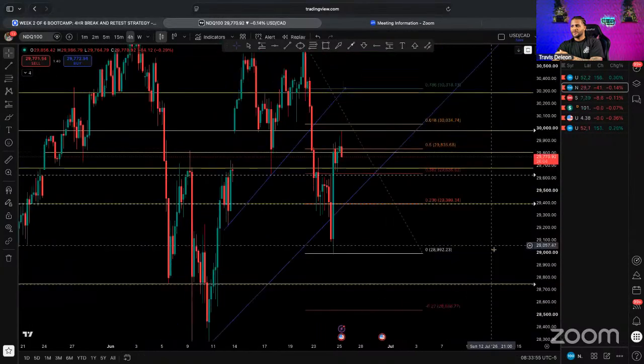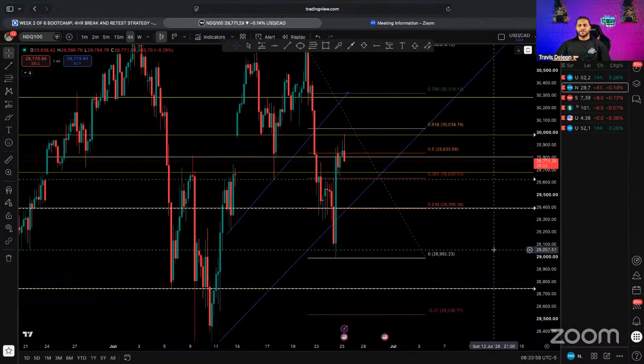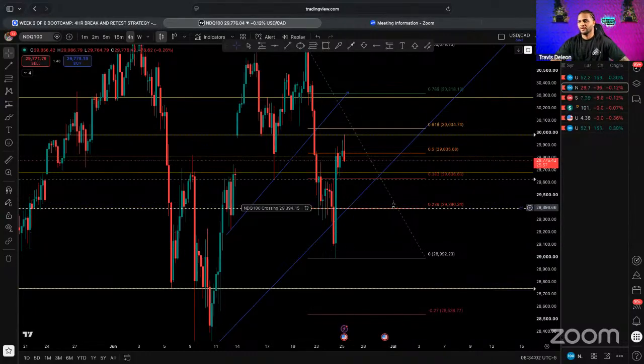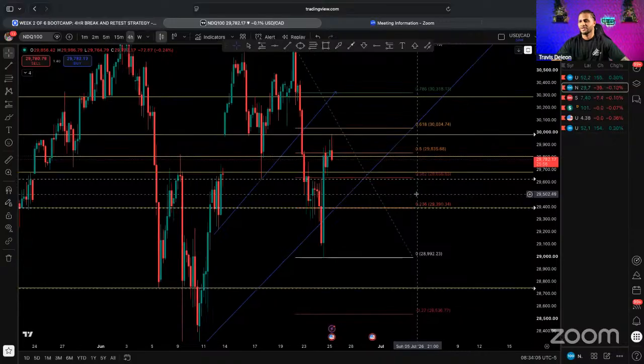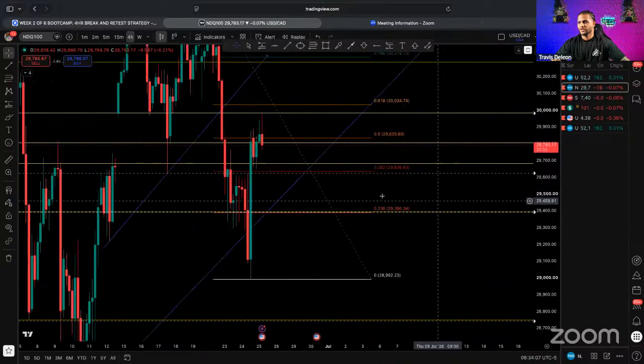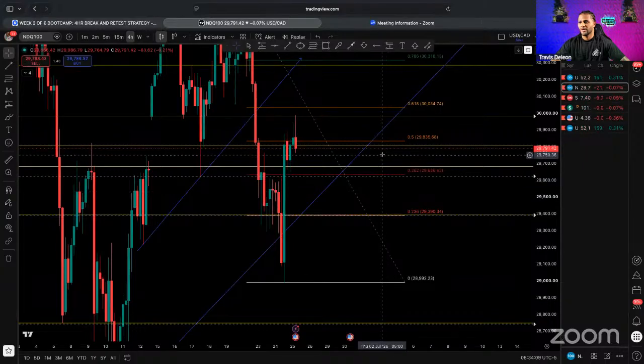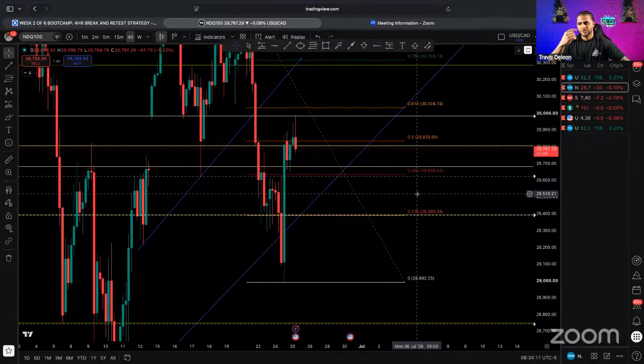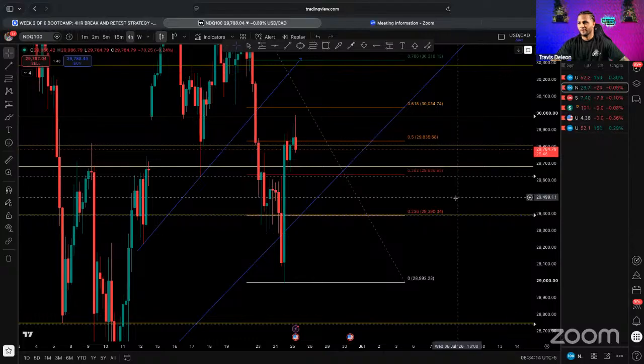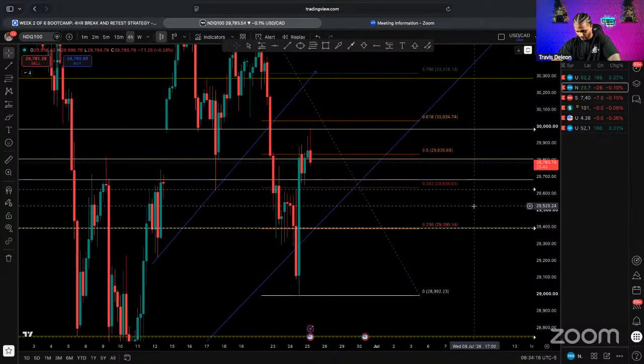So this week I'm gonna go over the break and retest strategy for our closure. Last week we went over the monthly and weekly supply and demand zone. So I'm gonna show you how I wait for confirmation in these different zones and what I'm looking for. If you have any questions, just put a comment or ask whatever you want to ask.